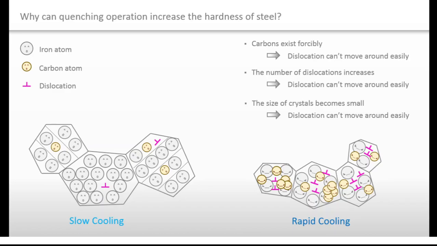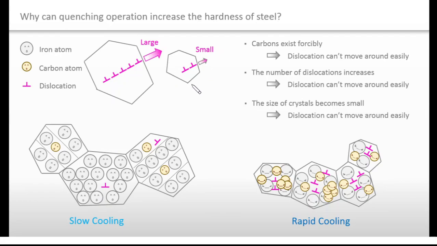Moreover, if the size of the crystals becomes smaller, the number of dislocations that are accumulated in this crystal decreases, and the dislocations force that pushes a crystal boundary also decreases. So, the dislocations in this small crystal cannot break the boundary. That can be one of the reasons why dislocations cannot move around easily.